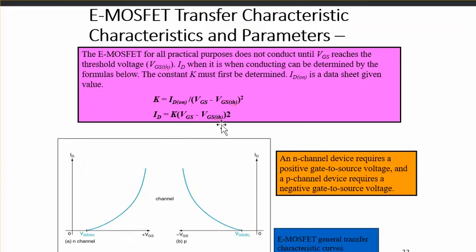And the transfer characteristics, again, are shown for an N channel, which requires a positive gate voltage. So here it is shown for the N channel as well as for the P channel, VGS versus the drain current.